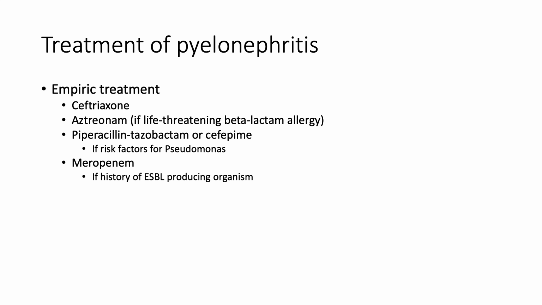If they have risk factors for Pseudomonas, then you're going to want to use something that will cover that, like piperacillin tazobactam or cefepime. And if they have a history of organisms that produce extended spectrum beta-lactamase, also called ESBL, then you're going to want to use a carbapenem like meropenem as your empiric treatment.